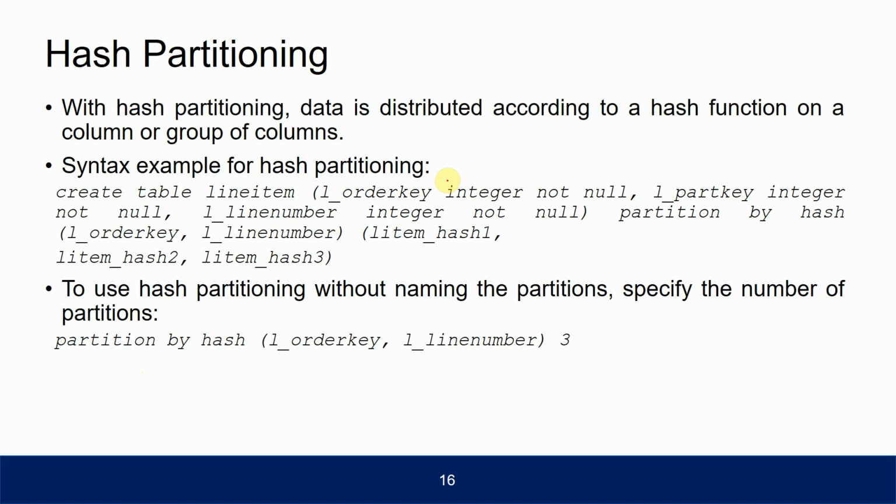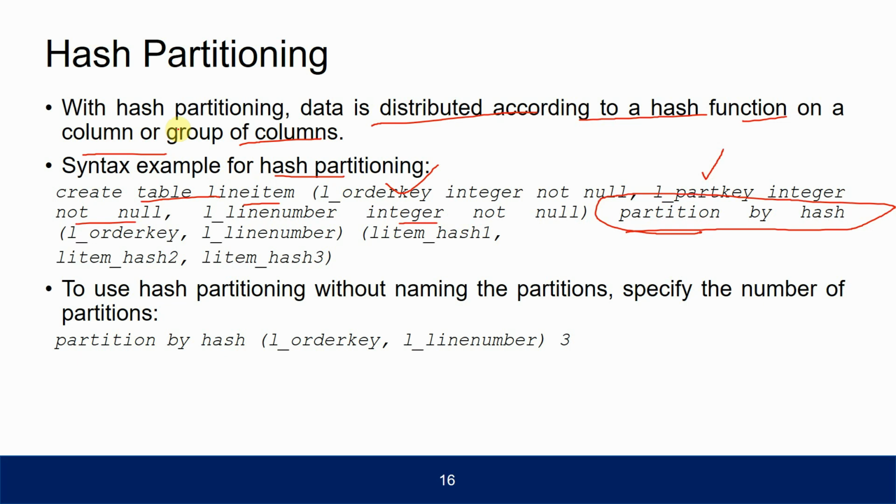Hash partitioning. With hashed partitioning, data is distributed according to a hash function on a column or a group of columns. Syntax example of hash partitioning: create table lineitem, order key integer not null, and you keep on specifying the columns. This is a partition key, not null, and integer not null, partition by hash.